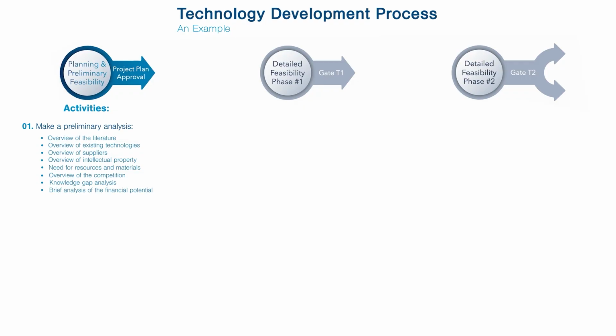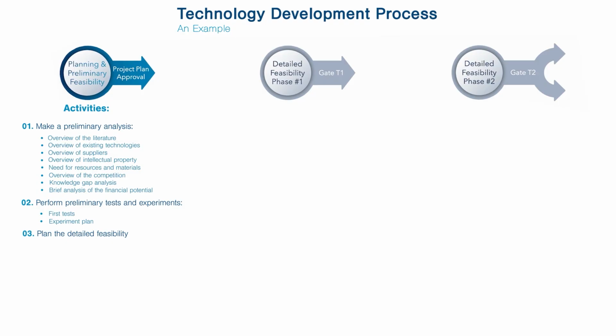the financial potential. The second step is to perform preliminary tests and experiments, which involves a first trial of the technology in order to test your riskiest assumptions. This test will guide you to design your experiment plan for the detailed feasibility phase. The third step is planning the detailed feasibility phase.